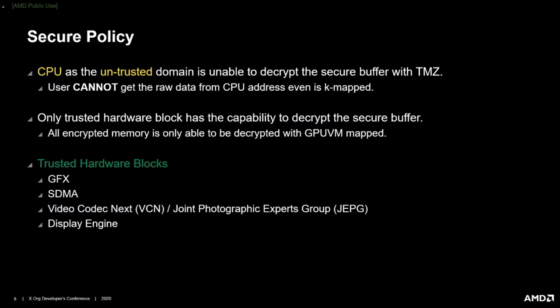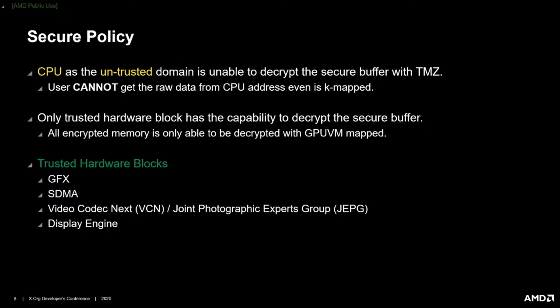Okay, let's move to the security policy. We have two kinds of blocks that need to be introduced. One is the untrusted block. The CPU is an untrusted block that is unable to decrypt the secret buffer within the trusted memory zone. The user cannot get raw data from the CPU address, even if the address is kmapped with CPU page tables.